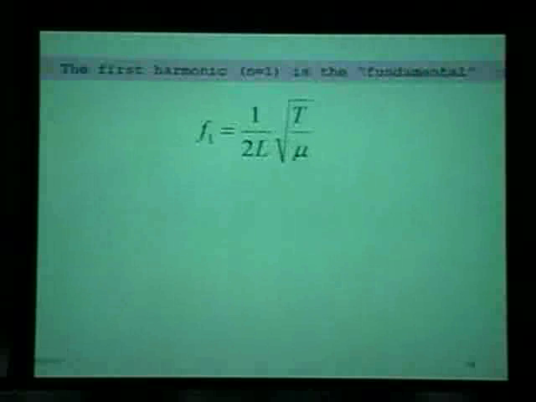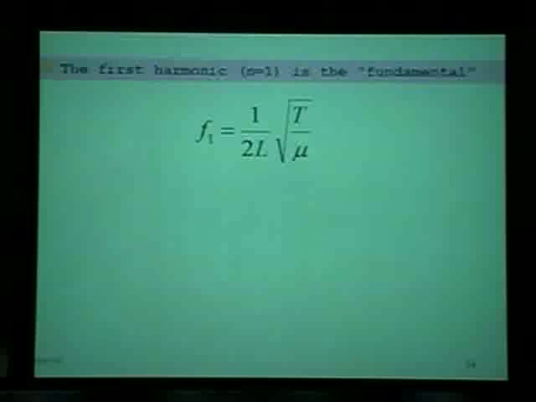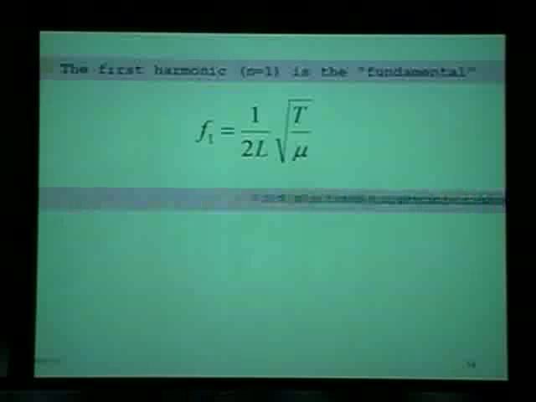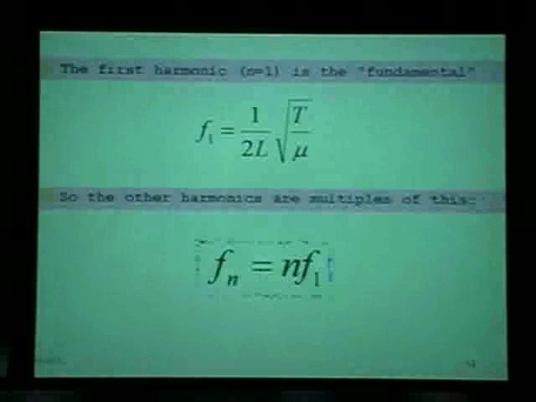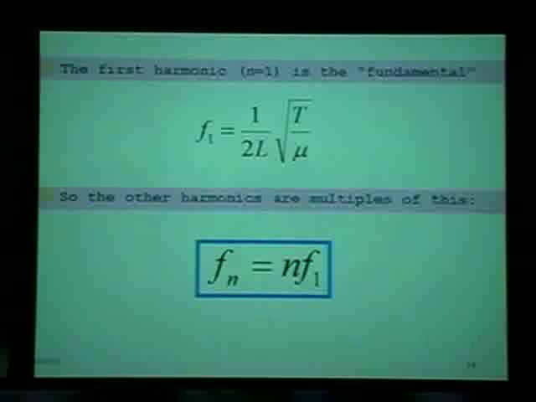If we say that the first frequency, n equal to 1, is the first harmonic, it's also called the fundamental. That's the lowest frequency that would cause a standing wave. That would be the one where we have just one lobe over the whole length of the string. All other frequencies are integral multiples of the first frequency. So all other harmonics will be n times the fundamental frequency, and that will cause successive standing waves.